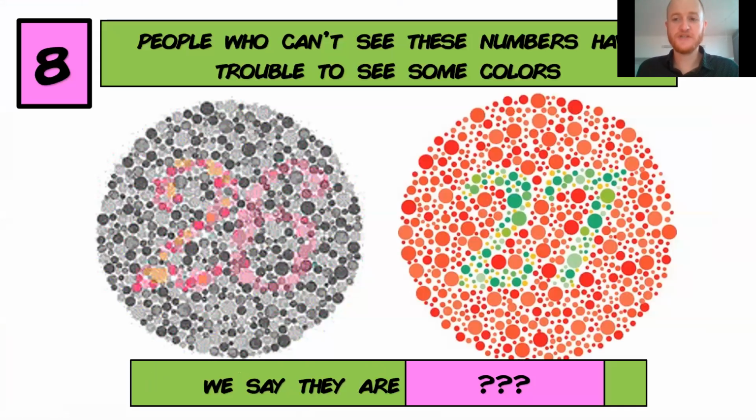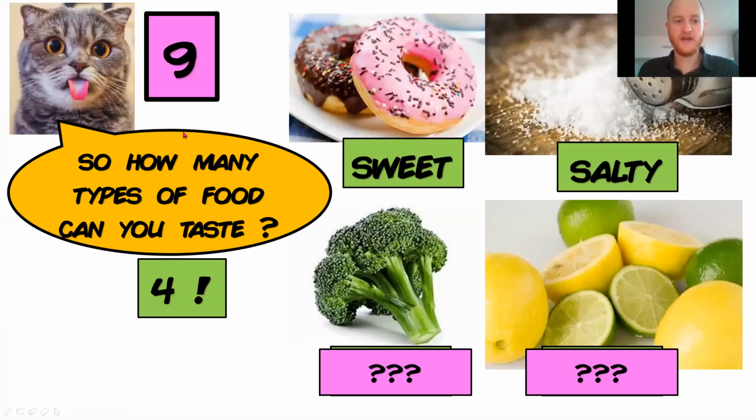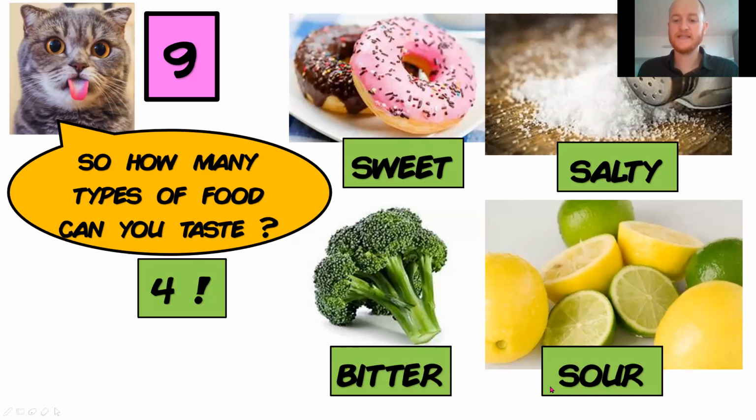Next question, question 8, people who cannot see some colors, we say they are color blind. Okay, answer 8, color blind. Okay, question 9, how many types of food can you taste? We said 4, they were sweet, salty, and how is a broccoli? It's bitter, and a lime and lemon, they are sour.